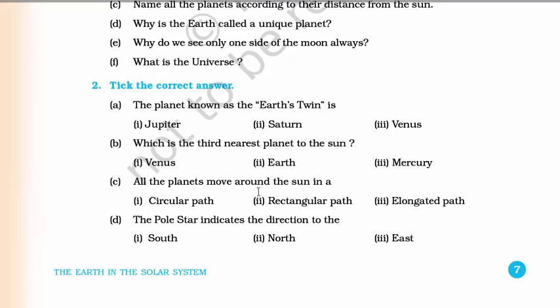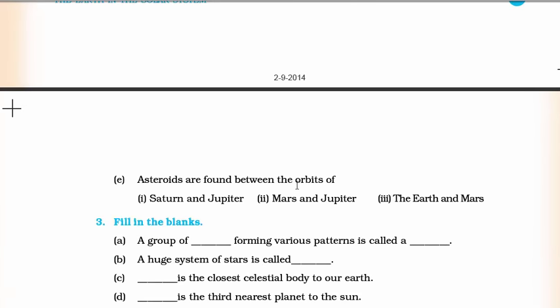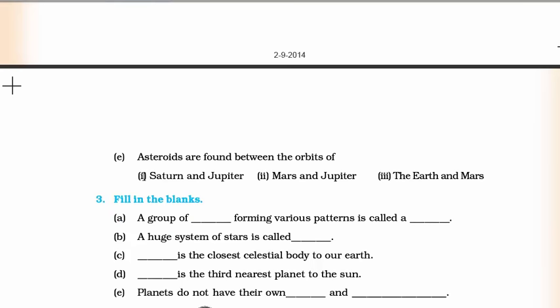Earth. All the planets move around the Sun in a path that's not circular, it's not even rectangular. We read about elongated. It is elongated near the poles, so it is like a rugby shape. The pole star indicates the direction to the, we know that, north. Yeah, just remember that. Asteroids are found between the orbits of, yeah, we're talking about the asteroid belt. Just refer to the third page, that beautiful picture. Mars and Jupiter, Michael Jackson, MJ, remember? There's an asteroid belt in between.